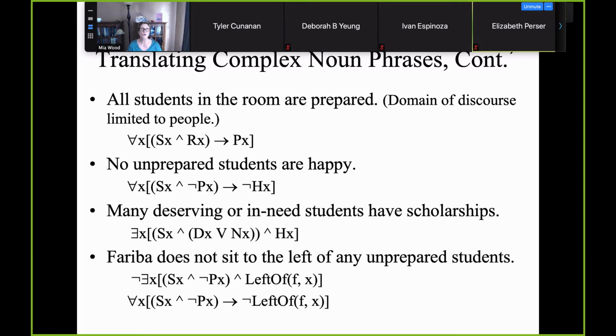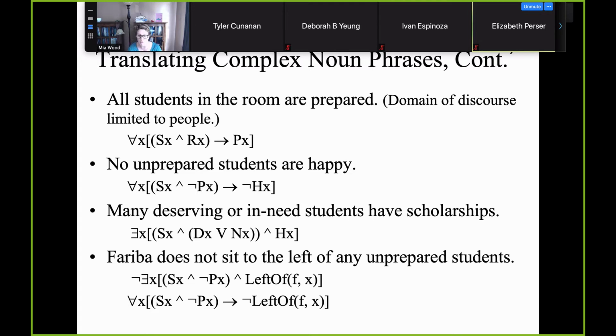If you were to say that you want to further clarify, not assume we know the domain of discourse is limited to people, I want to further clarify that we are talking about things that are people and students, right? You would introduce that additional class. But the idea here is we assume that we know, before we translate, that students are people, right? That we're not talking about non-human students.